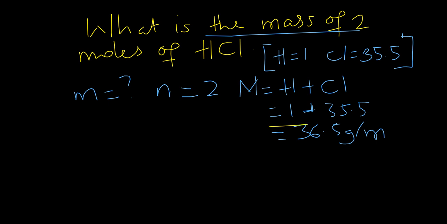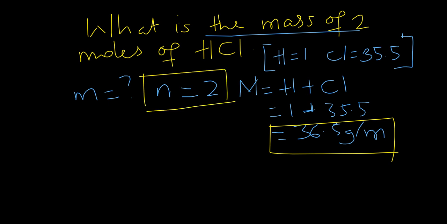So this is the molar mass, that is the mole. Those two items, we are going to use them to determine the mass. We've already established that the mass is equal to the mole times the molar mass. So the mole is 2, molar mass is 36.5 grams per mole. Mole is 2 moles. So let's multiply the two.